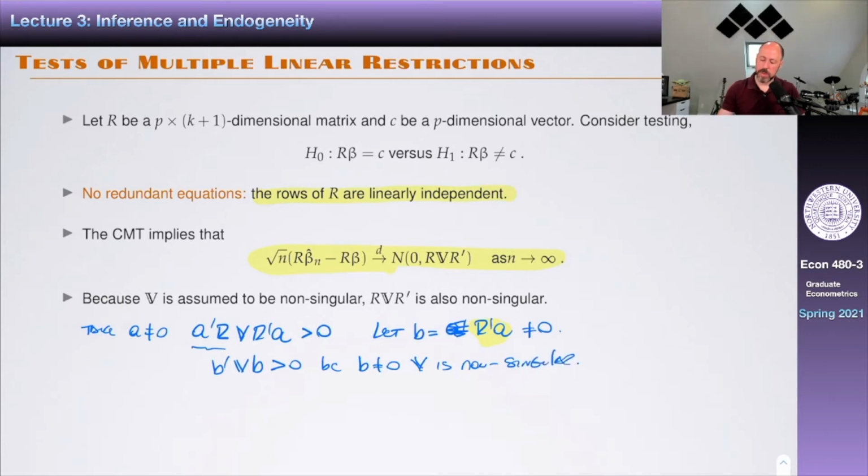So short story, we have B non-singular, R has linearly independent rows. So this object here is invertible. Okay, so we can do things that involve that in the denominator or an inverse of that object. And that's actually what we're going to do.